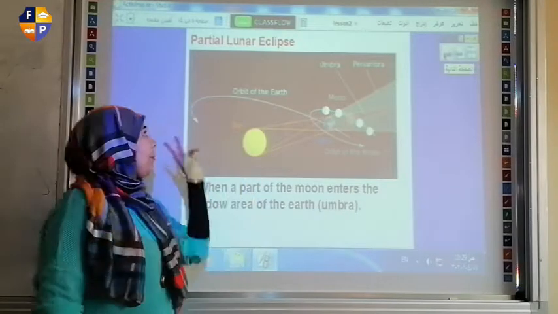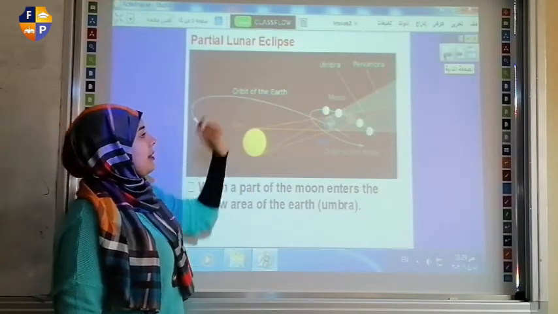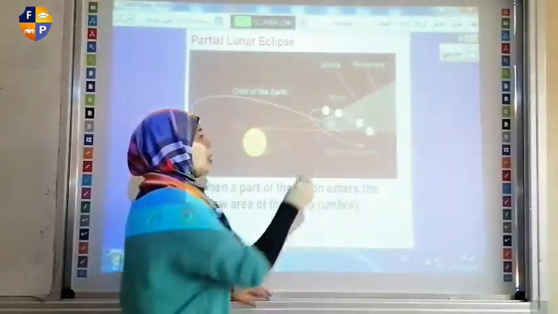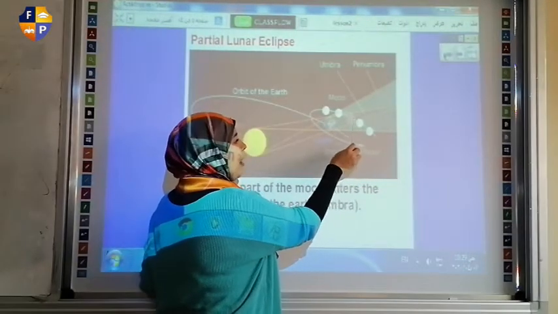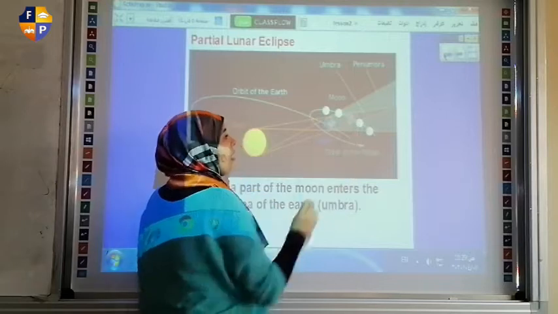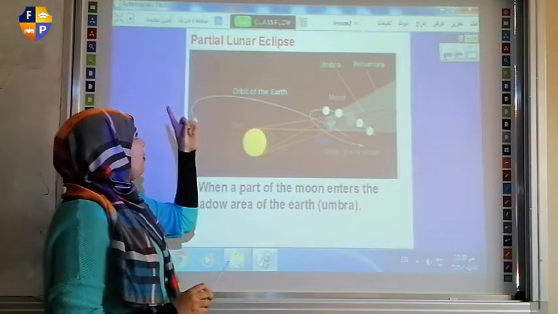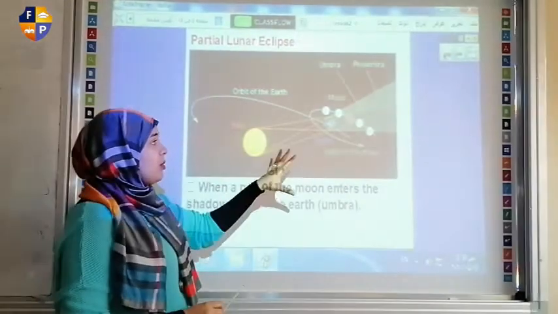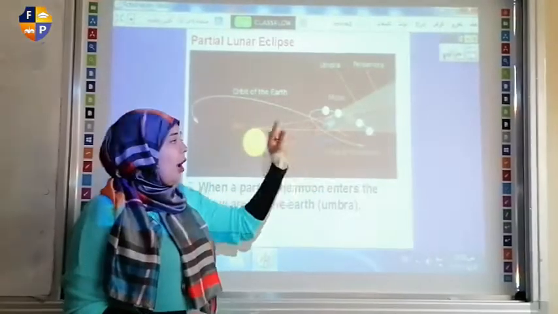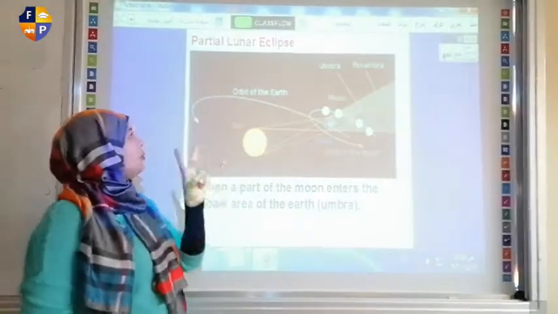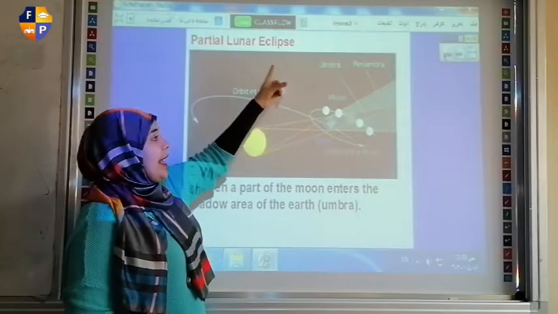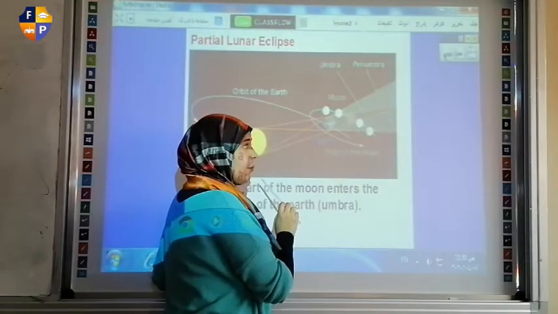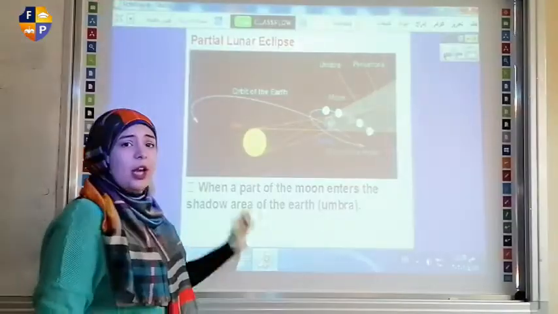Okay, second type, partial lunar eclipse. Okay, this is the faint outer shadow. We call it what? Yes, penumbra region. When part of the moon is in the umbra region and another part in the penumbra, in this case, partial lunar eclipse will happen, and we will see part of the moon. Although the moon will be full moon, we will see only a part of the moon. So, the second type of lunar eclipse is called partial lunar eclipse. It happens when part of the moon is in umbra and another part in penumbra. Okay, and in this case we will see part of the moon.